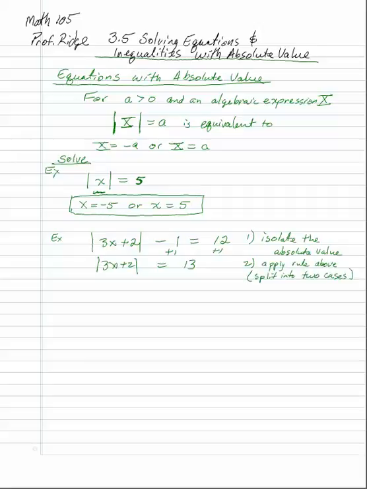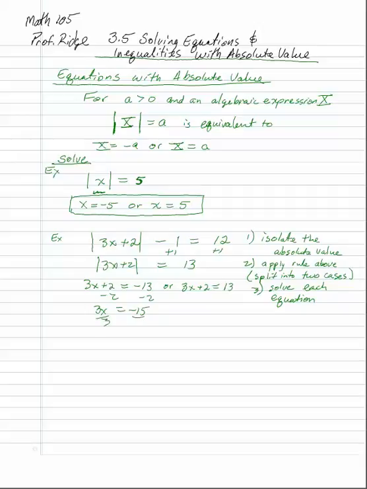The other way I think of it is to split it into two cases. The expression inside the absolute value could be either negative 13, or equal to positive 13. So you split it into two cases, and then you solve the resulting equations. It's just two separate equations you solve separately.